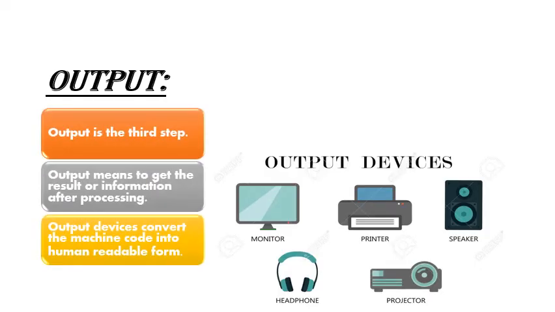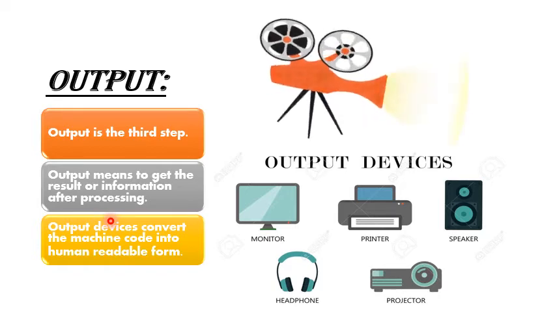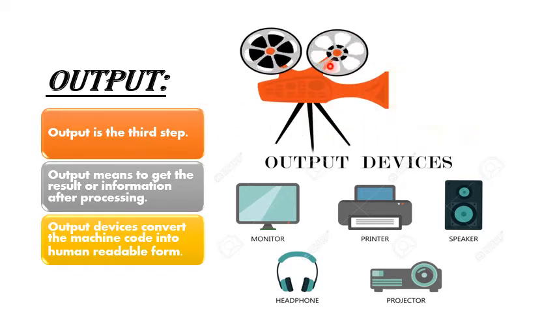And here comes another step of the working of a computer, that is output. Output is the third step of computer working. Output means to get the result or information after processing. Here you can see examples of output devices. These are all output devices.